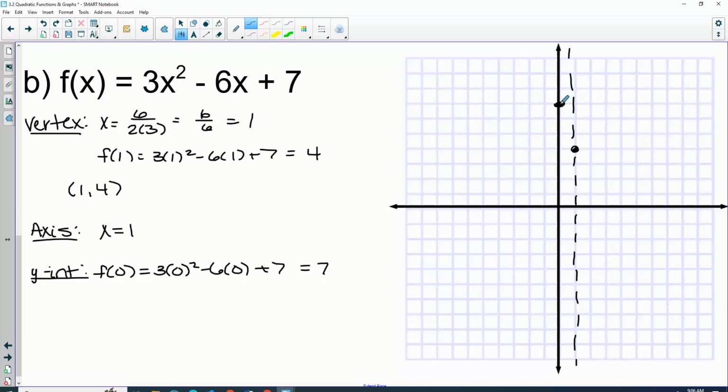Okay, we need a third point. My y-intercept is 1 away from the axis of symmetry, so if you reflect it, it goes 1 away the other direction. And then we have our graph. What is the domain? Every time. What is our range?